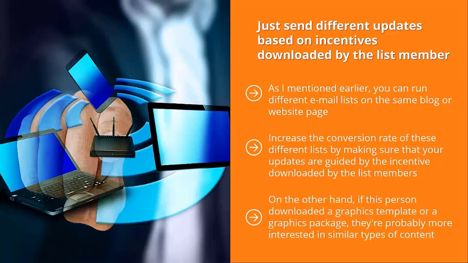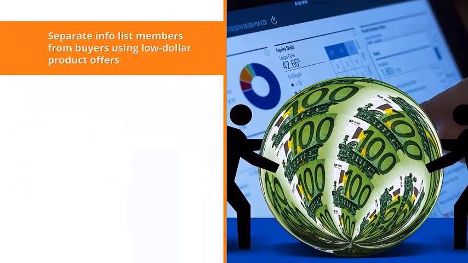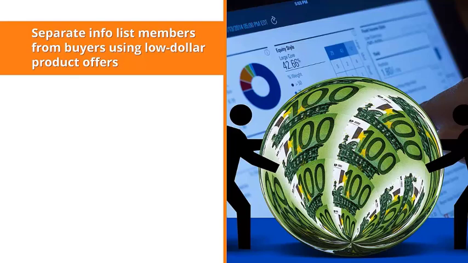On the other hand, if this person downloaded a graphics template or a graphics package, they're probably more interested in similar types of content. Make sure that your updates speak to these different incentive preferences so you can maximize your sales conversions.